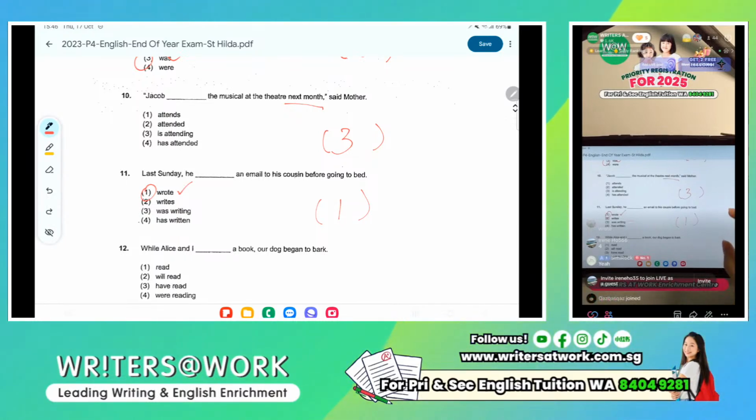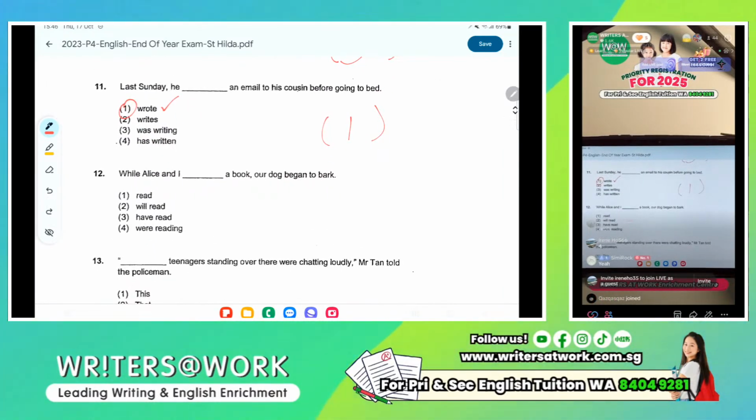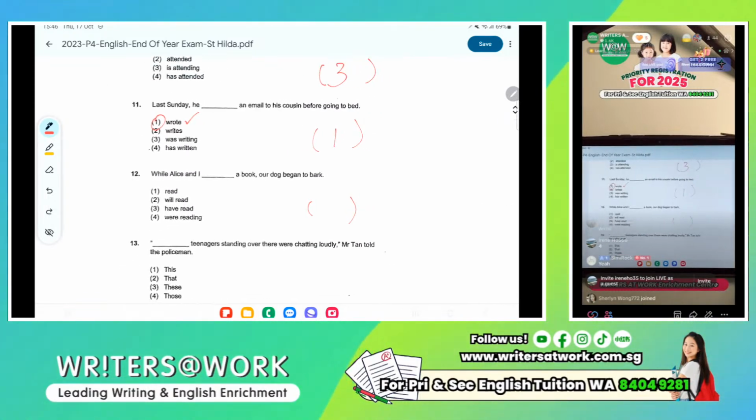So usually in composition, do you use your own name for the main character? No, you use John, Peter, or someone, or your friend's name. Usually in compositions, I see students use their friend's name.